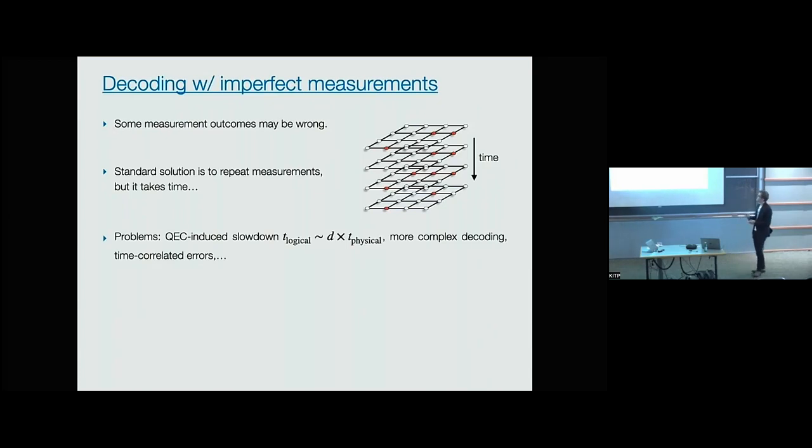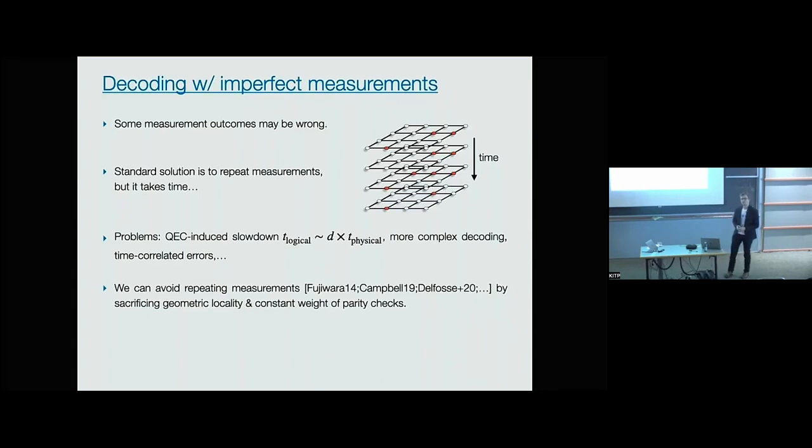There is the slowdown that we suffer from, namely that the logical clock speed is reduced compared to the physical clock speed. Also, as I just said, the decoding problem becomes more complex because we need to store and process not only one shot of measurement outcomes, but the history of measurement outcomes, and we need to process it jointly. And also, we need to worry about time-correlated errors, or errors that happen during those repeated rounds of measurements. The problem gets just messy. So how can we go about it?